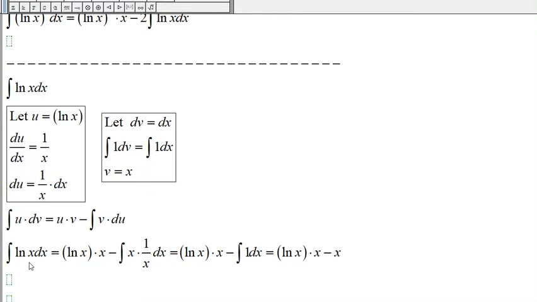And therefore the integral of ln x is equal to ln x times x, which is u times v, minus the integral of v times du. So it would be x times 1 over x dx, but here we have x divided by x, which is 1. The integral of 1 is just 1x. And so the integral of ln x is ln x times x minus x.